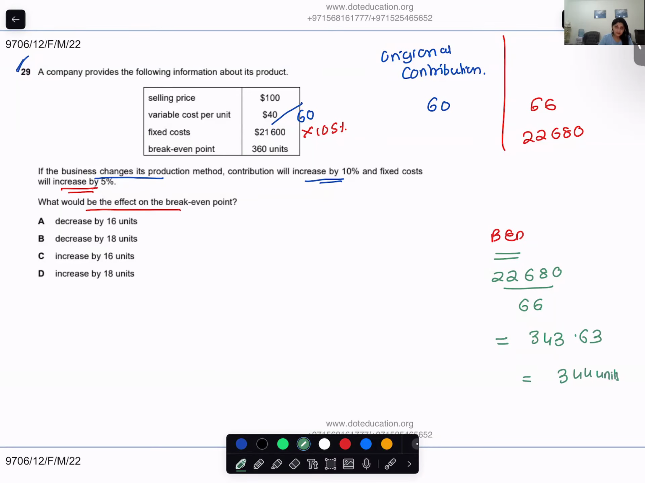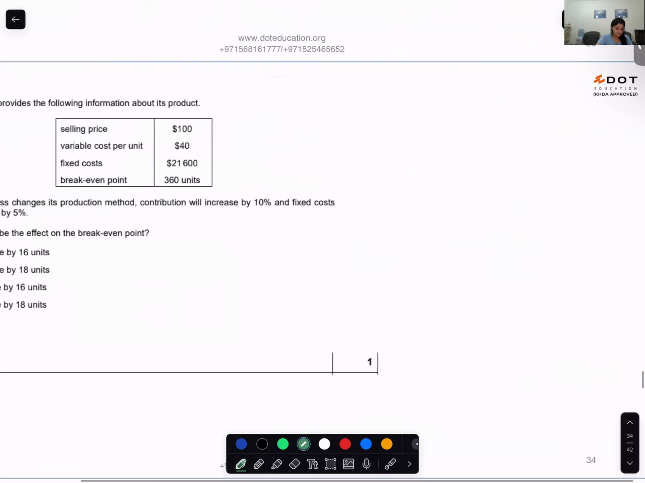Oh, miss, I think it'll be C, right? Because it's increasing, I don't know. So this is decreasing. Oh, yeah, sorry. Yeah, it's A. 360 minus 344, so how much? 16. Your break-even point is decreasing by 16 units. Are you with me? Yes, miss. The answer is option A.